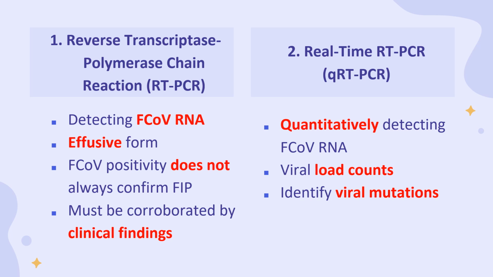The second method is real-time RT-PCR, qRT-PCR. This method quantitatively detects viral RNA and provides viral load counts. High viral loads are often indicative of FIP. In addition, qRT-PCR can identify viral mutations such as those in the spike protein, which is critical to distinguish FIP from other forms of coronavirus infection.